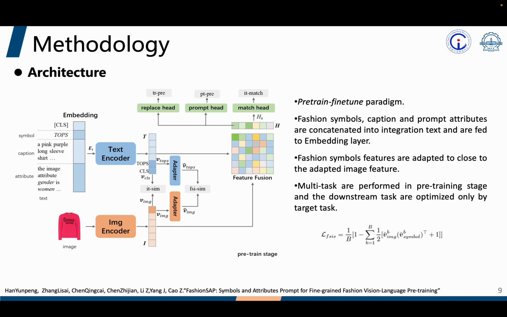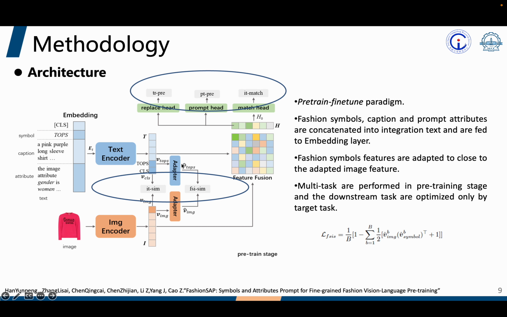We use only the encoder structure for the pre-training model. The most important part of our work is the pre-training stage. In order to learn fine-grained features, we make some improvements in the model architecture. The first improvement is the input. Fashion symbols, caption, and prompt attributes are concatenated into integrated text and fed into the embedding layer. The second is the adapter. Fashion symbol features are adapted to be close to the adapted image features by these two adapters.